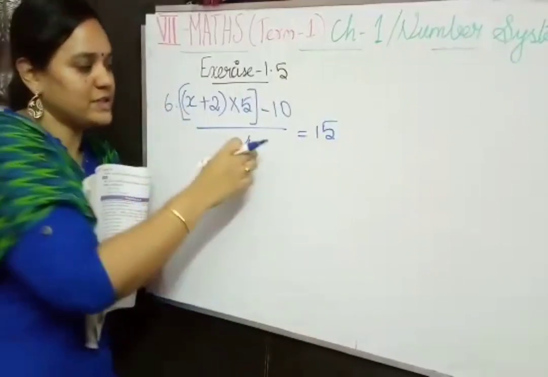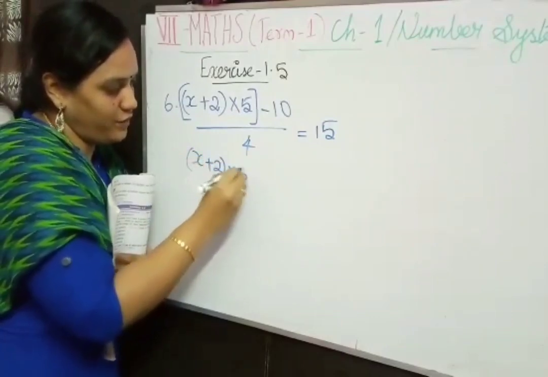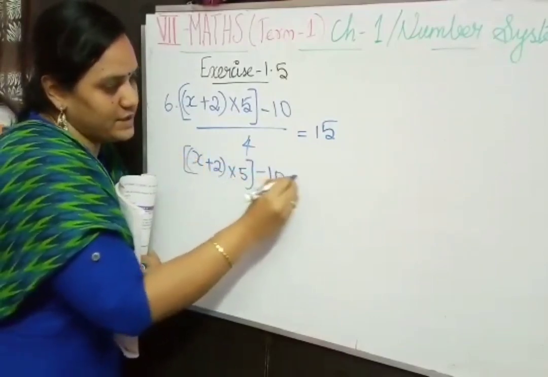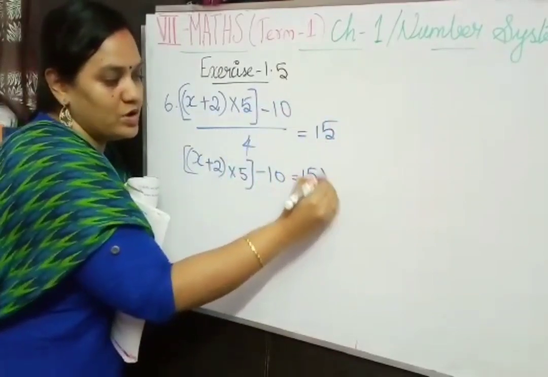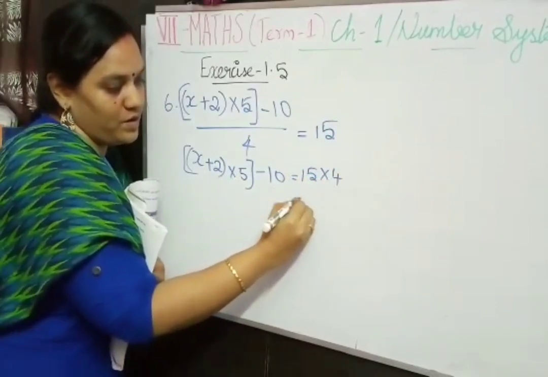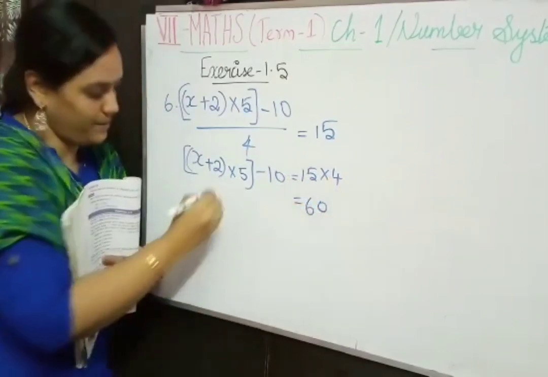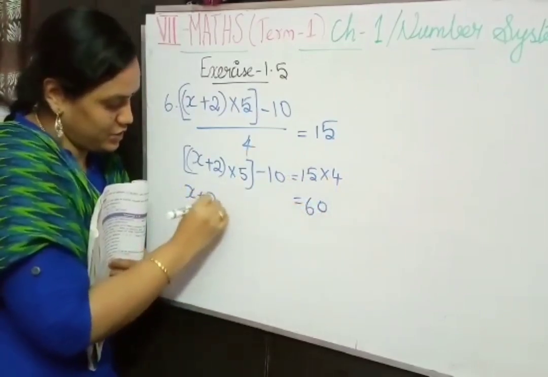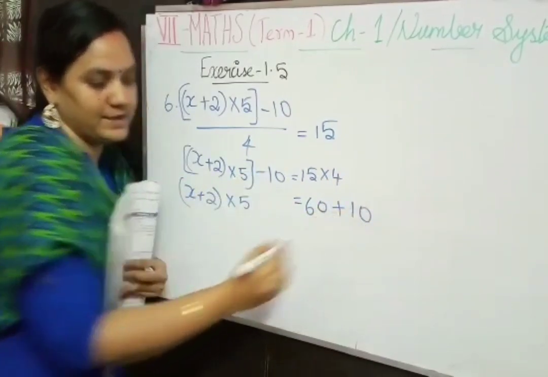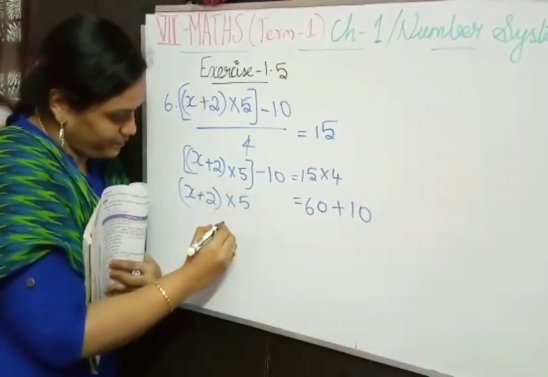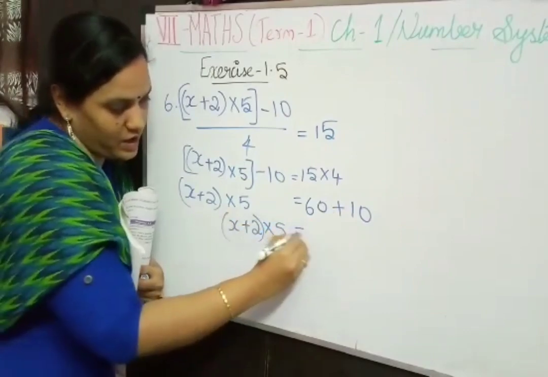Shall we do it now? First I am taking this division to the other side. So (x plus 2) into 5 minus 10 equal to, this 4 will go that side. Division la irukadhu other side pogumbodhu multiplication ah maarum. So 15 into 4. So what is the value? 60. Okay. So (x plus 2) into 5, this minus 10 will go that side as plus 10. Okay. So now (x plus 2) into 5 equal to 70.